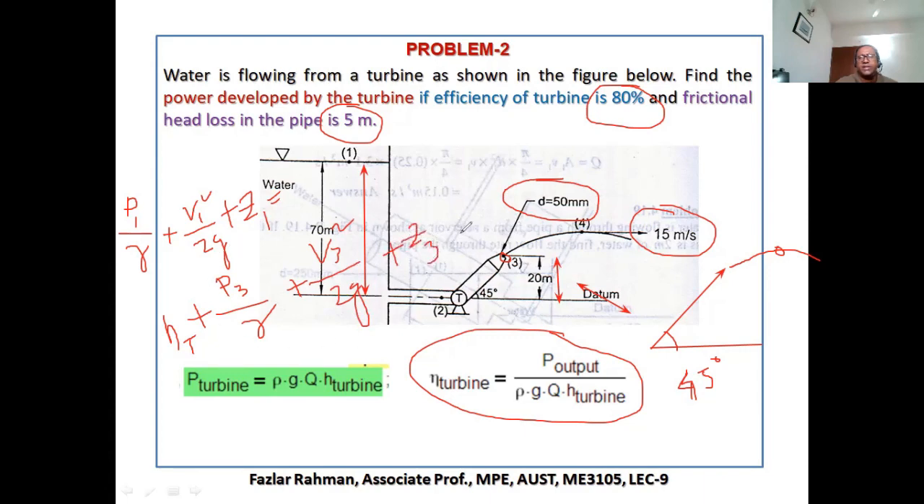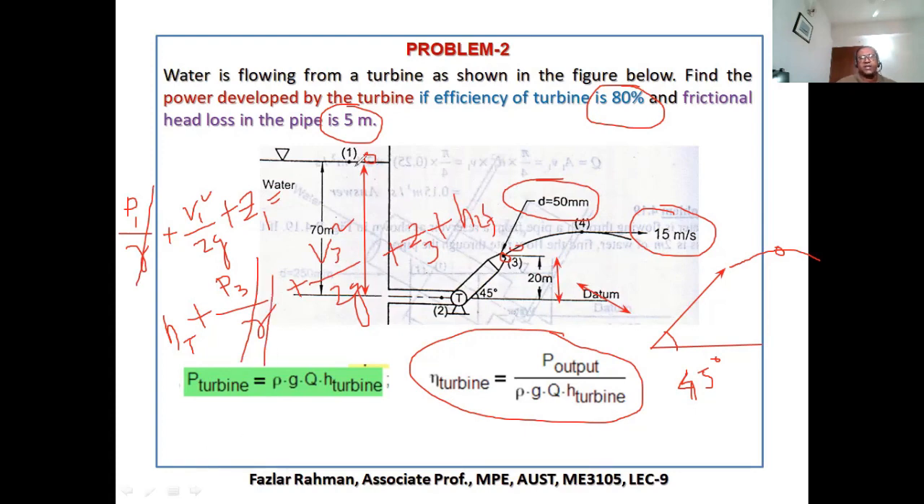With this much energy, fluid is getting out through point 3, and it is H_T. Then how much is the loss, H_LF? The loss is given as 5 meter, right? Now look carefully: how much is the pressure at point 1 and how much is the pressure at point 3? Both are atmospheric pressure, so P1 and P3 will cancel out.